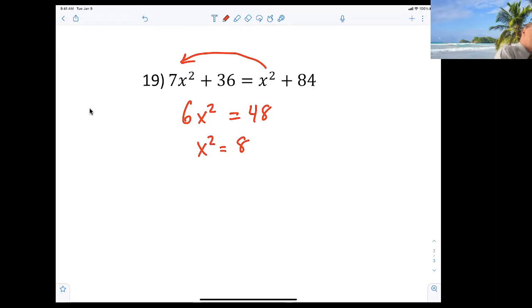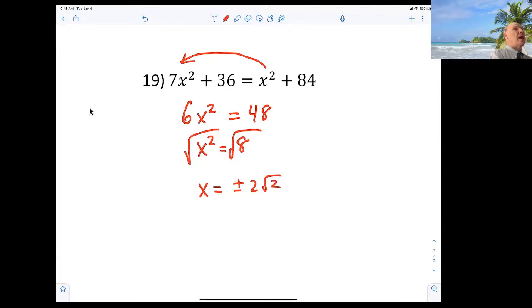All right, so now take the square root. X is equal to plus or minus 2 radical 2. And again, listen to me, please. You should be getting better at understanding that when you see 8, it's just 2 radical 2. That shouldn't even cross your mind. We've done it so many times.